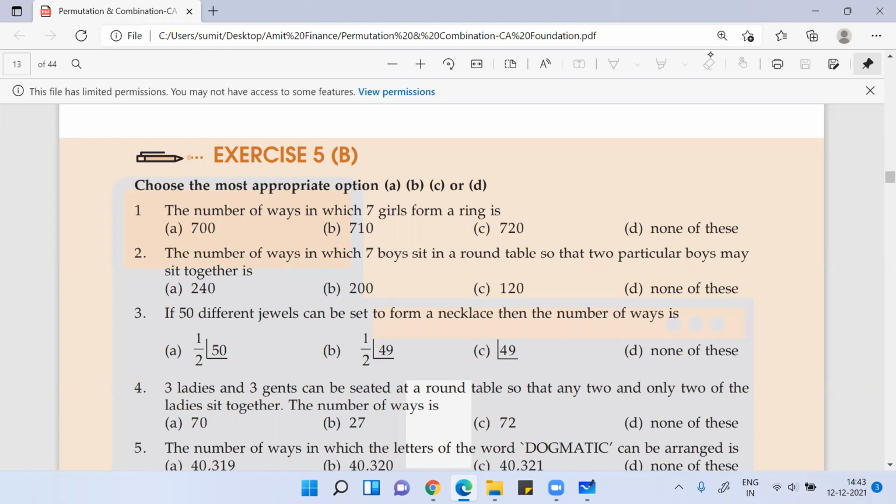Any doubt, anyone? Third, I told you the formula already, a necklace or garland kind of question. The number of ways in which you can arrange the beads should be (n minus 1) factorial by 2. The answer would be option B, 49 factorial by 2.